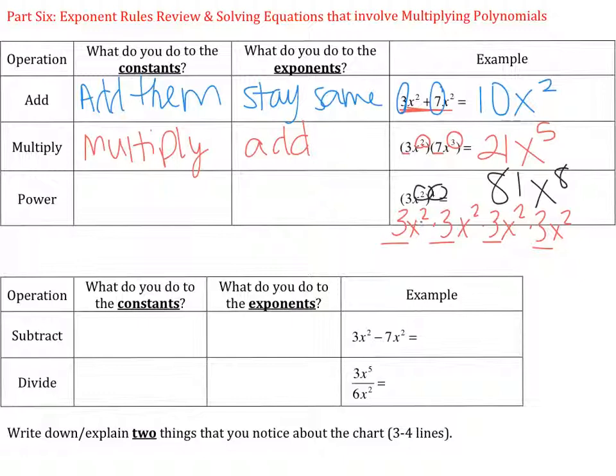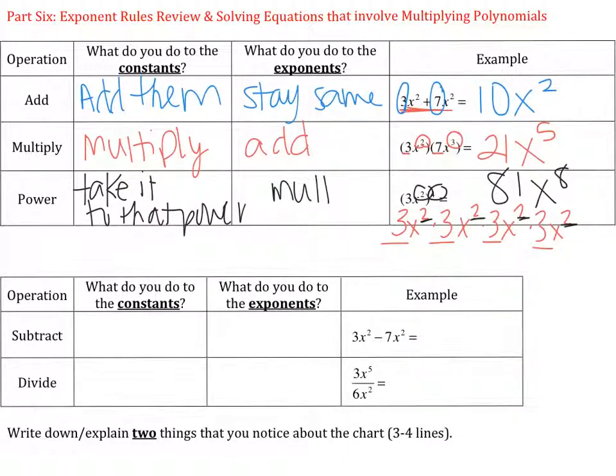And if you look, you have 2 plus 2 plus 2 plus 2, which is going to give you a total of 8 x's. So for the constants, what's going to happen is we're going to take it to that power. And then the exponents, they're going to get multiplied. So we're going to multiply them.